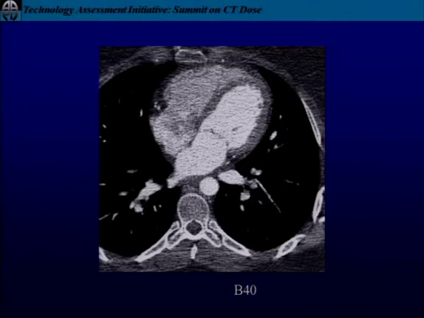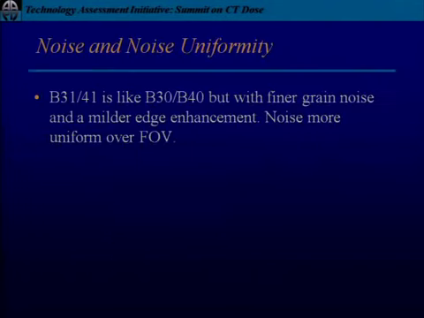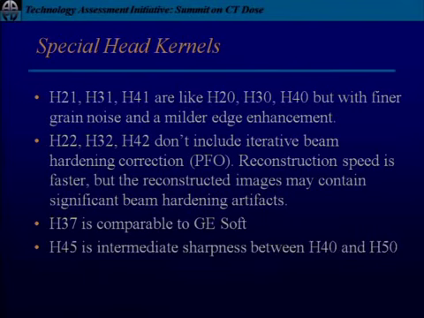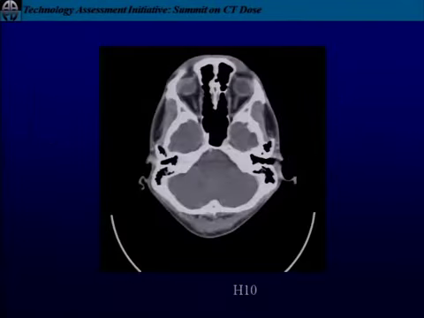35, 36, 40. And now we're getting to the sharper one, but again, 46 is a little smoother than 45. The noise and noise uniformity can be affected by some of these. There are special head kernels, and especially for the people without a Siemens system, they're all going, okay, that's more than I need to know. But the point is there are a lot of things to know to pick the best ones.